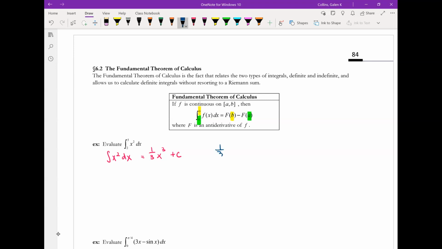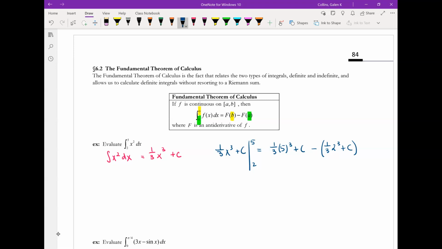We could write 1/3 x cubed plus c, then we could draw this long bar, and we could show the lower limit and the upper limit, and then an equal sign. And then when we plug them in, we always start with the upper limit. So we would have 1/3 times 5 cubed plus c minus, and then because we're going to subtract two terms, I'm going to use parentheses, 1/3 times 2 cubed plus c.